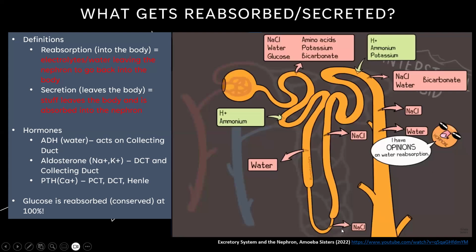This image here is from the Amoeba Sister YouTube video for the excretory system, which is another name for urinary system. So if you're curious about how they worked through this, I found it a very entertaining video when I was a student, and this is arguably one of the best images I've seen of reabsorption and secretion in any other video I've ever seen. So feel free to take a look at that one.